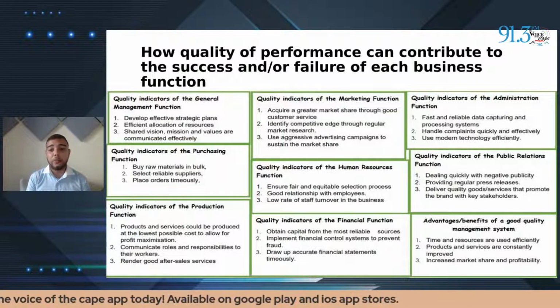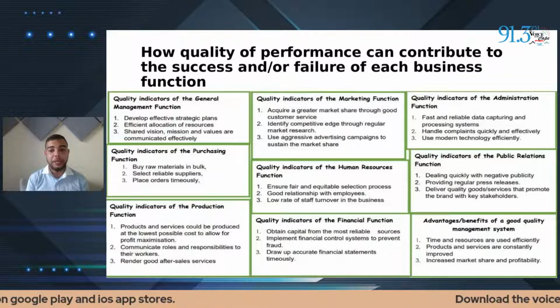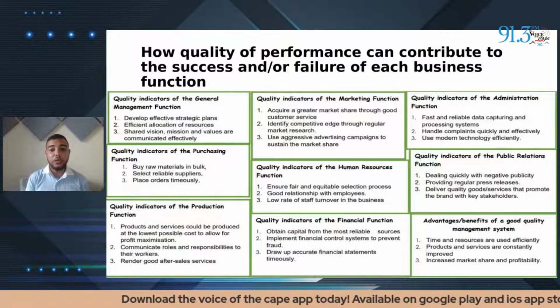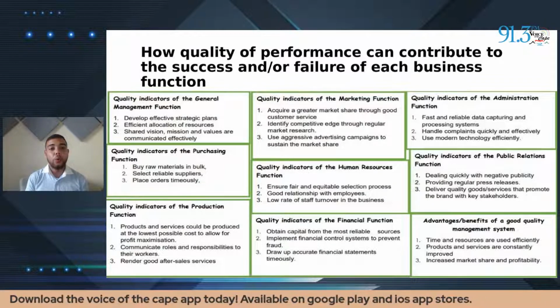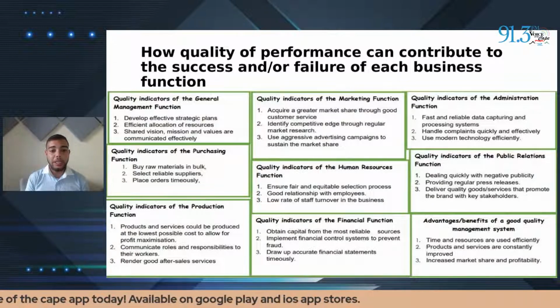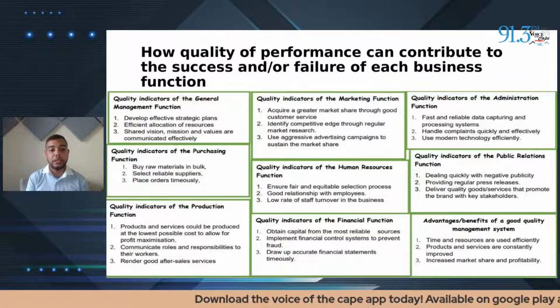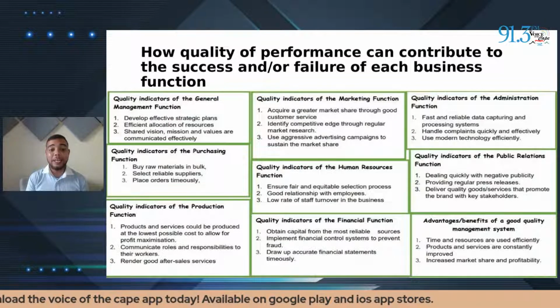The quality indicator of the public relations. Remember, public relations is the image of the company. So, dealing quickly with negative publicity, providing regular press releases, deliver quality goods or services that promote the brand with key stakeholders. Quality indicators of production function: products and services could be produced at the lowest possible cost to allow for profit maximization, communicate roles and responsibilities to their workers, as well as render good after sales service.